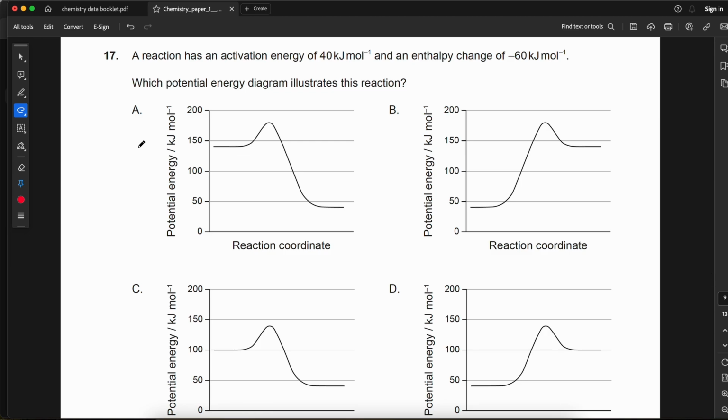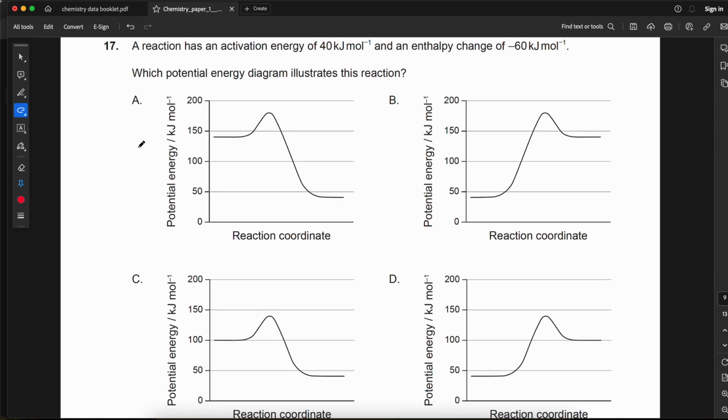A reaction has an activation energy of 40 kJ per mole and an enthalpy change of negative 60 kJ per mole. So delta H is negative, therefore it is exothermic. So this one is not, so it is between A and B. And the activation energy is 40 kilojoules per mole. If you calculate, this one is between this number, so it's around 40 for the activation energy.